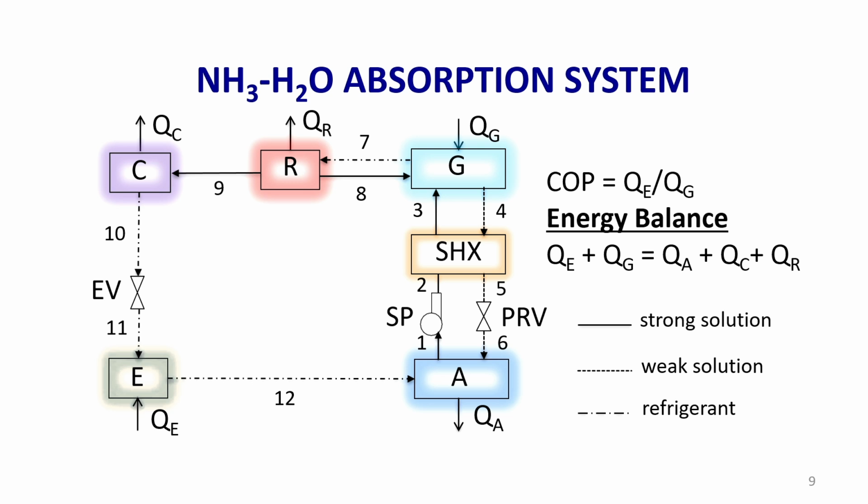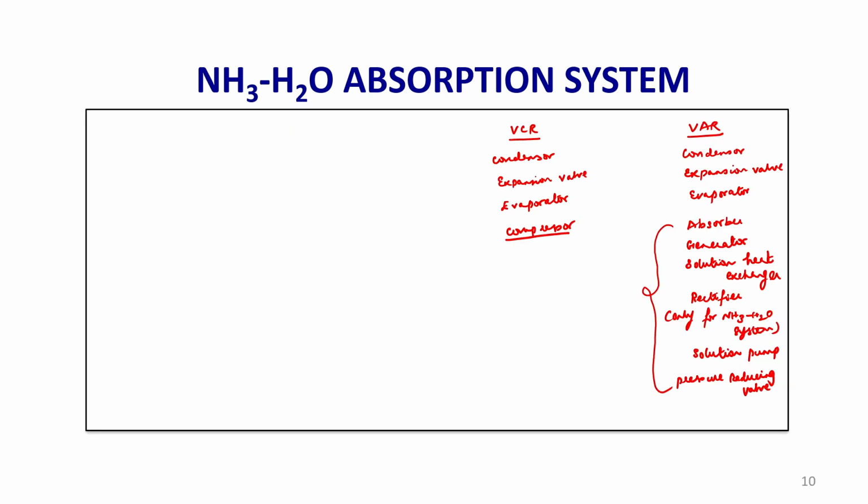I will explain the process. SHX refers to solution heat exchanger. So, this is solution heat exchanger SHX. This is absorber, A. Condenser is C, expansion valve is EV. So, let me write whatever letters I have used in the schematic, so that when you refer to it, it will be easy.